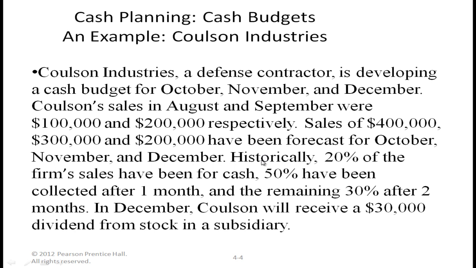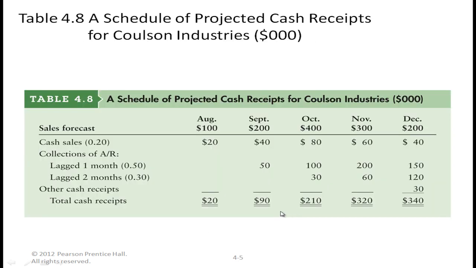And they've noticed that historically, 20% of the firm's sales have been for cash, 50% have been collected after 1 month, and the remaining 30% are collected after 2 months. In December, Coulson will receive a $30,000 dividend from stock in a subsidiary. Okay, so let's see how this all plays out. Let's look at the numbers here.